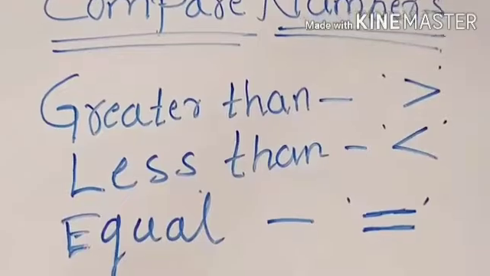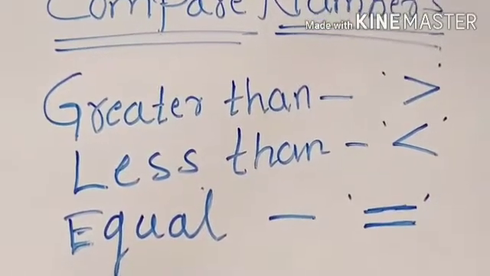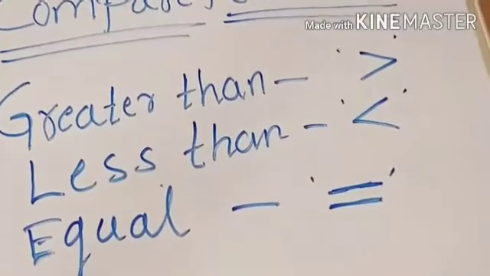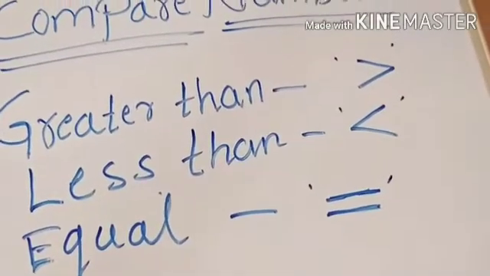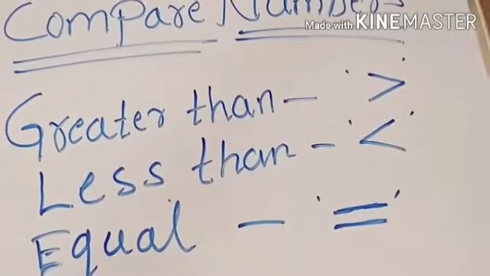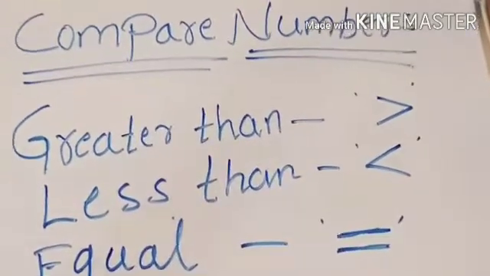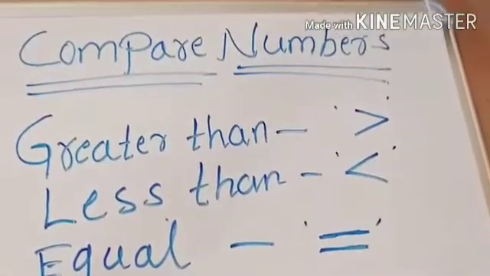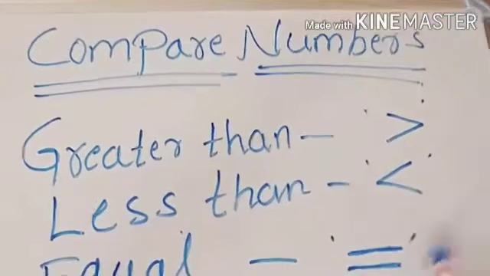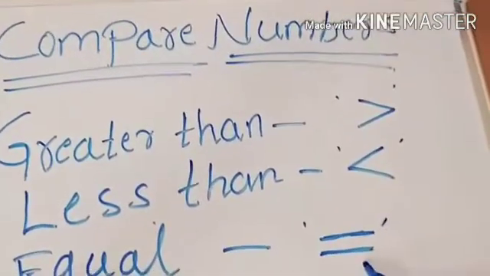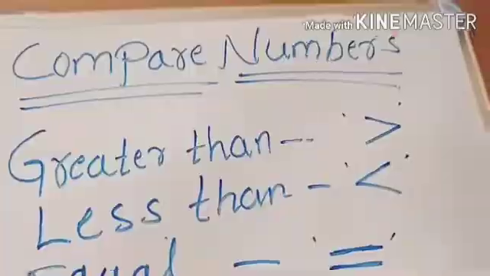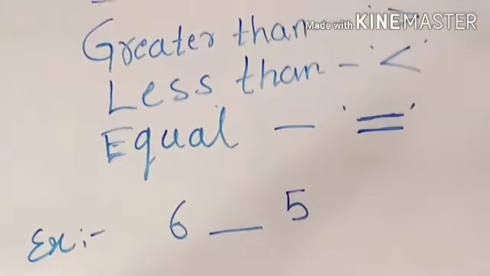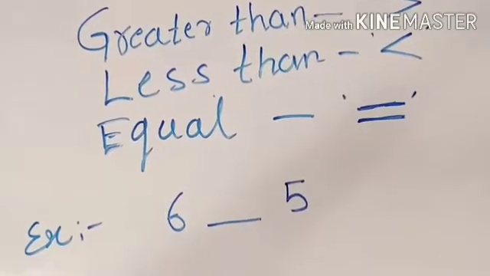Okay, now to study this you have to remember these signs. I am sure you already studied these signs in class first, right? So you just recall it once more. See children, this is the greater than sign, this is the less than sign, and this is the equals to sign. Okay students, now I am going to explain this to you with the help of some examples.